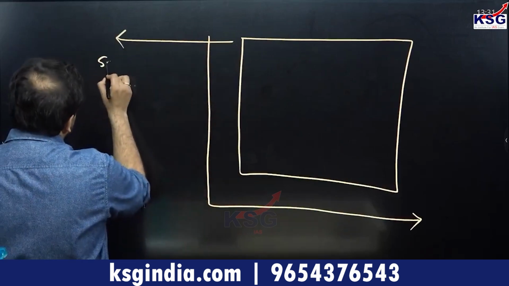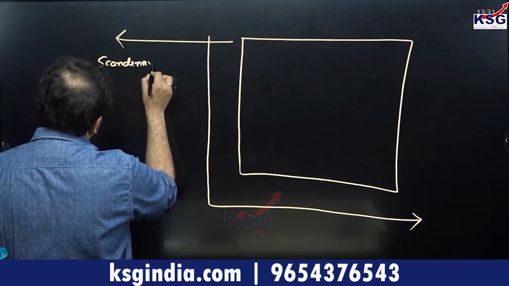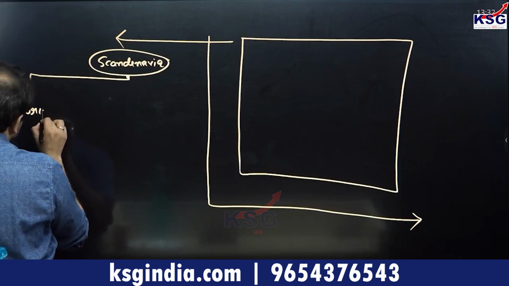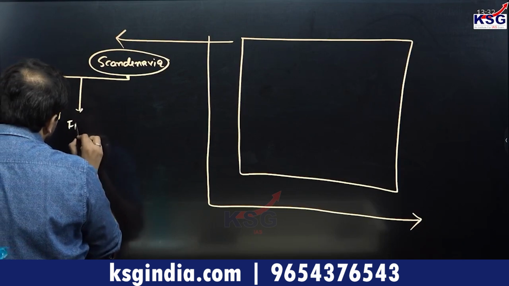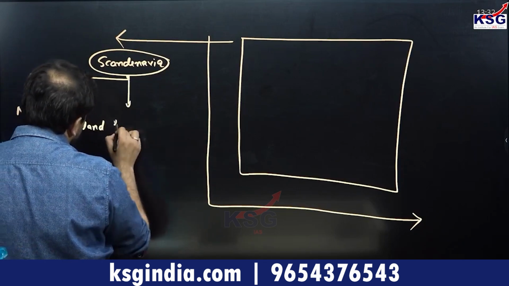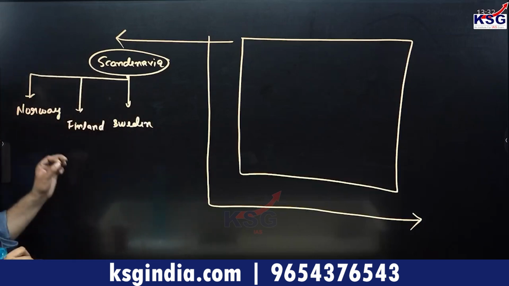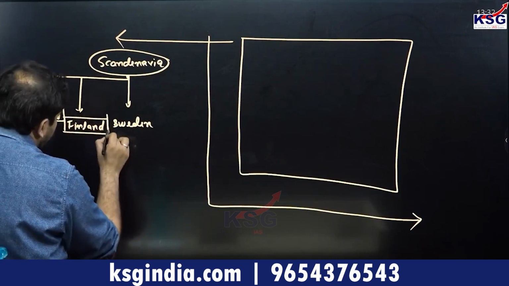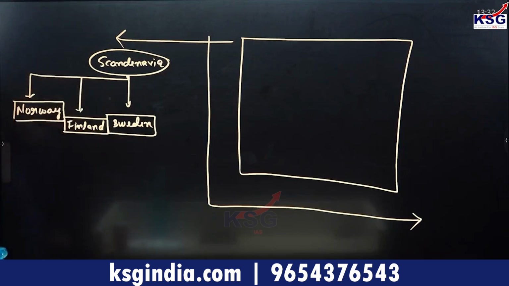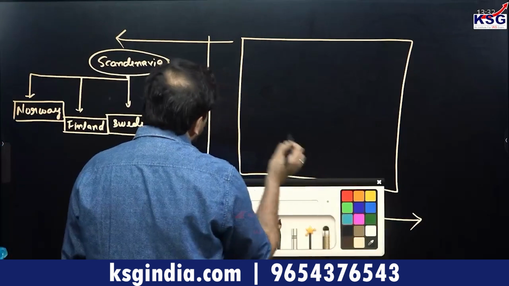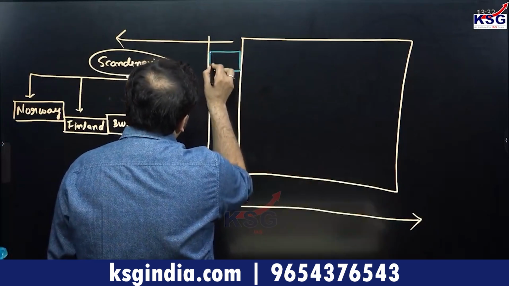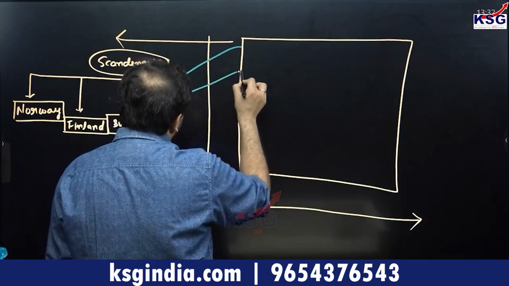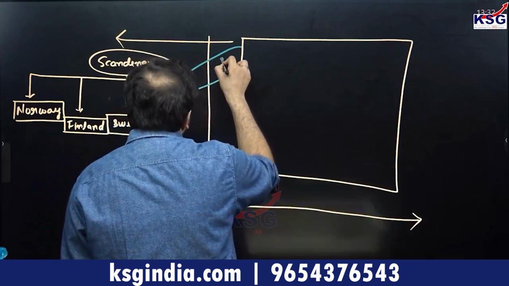This is what is known as Scandinavia, right? And Scandinavia is basically these three areas: Norway, Finland, and Sweden. These are the three areas which we are calling basically Scandinavia. Now, the next part after Scandinavia is this water area which opens up like this and connects Russia to Germany, and is what is known as the Baltic Sea.